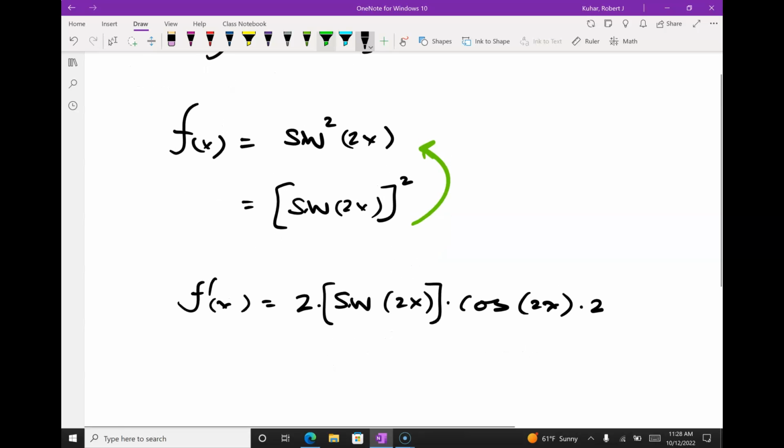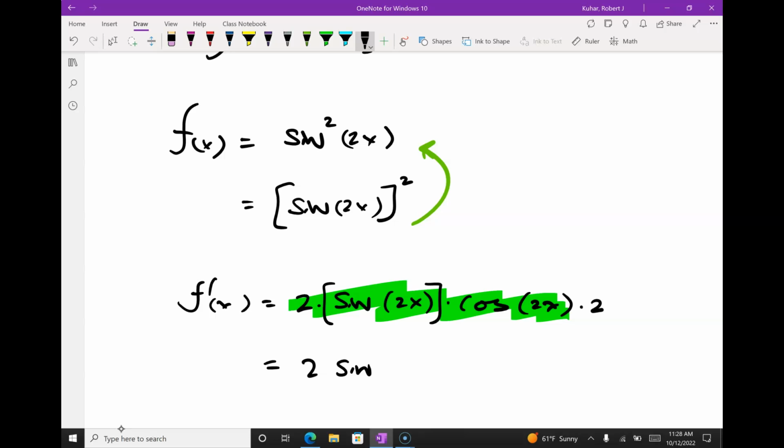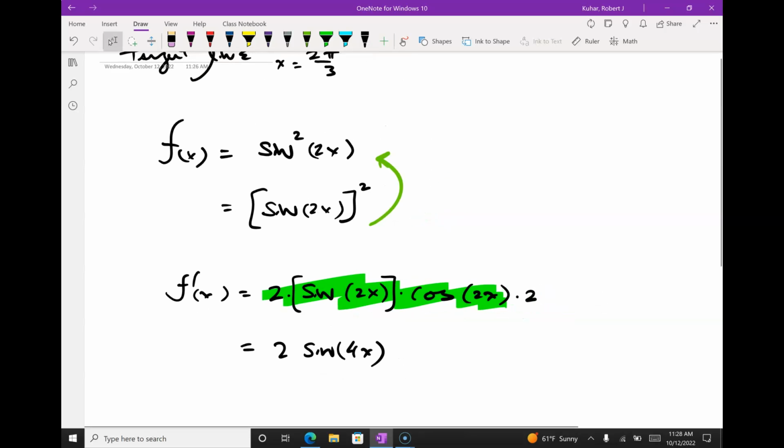And I don't know if you see this identity in green, but that's 2 sine theta cos theta. What happens to the angle is it gets doubled, right? So I get 2 sine 4x. There's my derivative. So finish it up. Get me the y value, get me the slope, get me the tangent line.